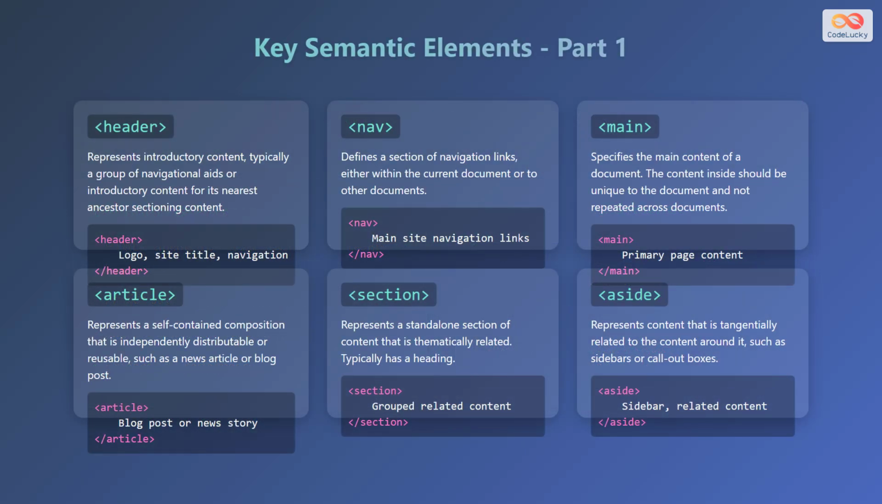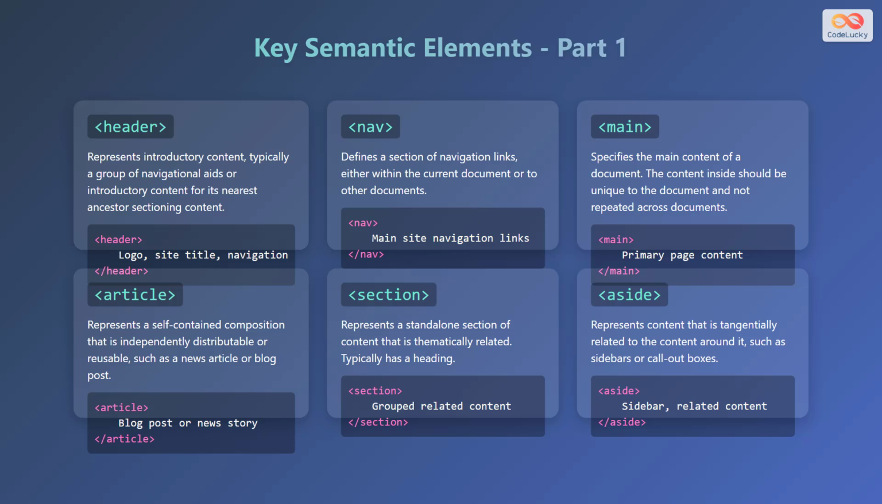Here are some key semantic elements that you can use in your HTML. First, we have the header element. It represents introductory content, typically a group of navigational aids or introductory content for its nearest ancestor sectioning content. Example usage is shown in code here.